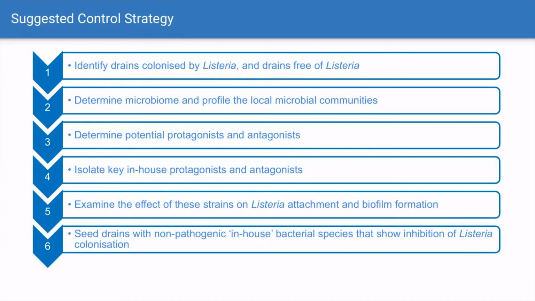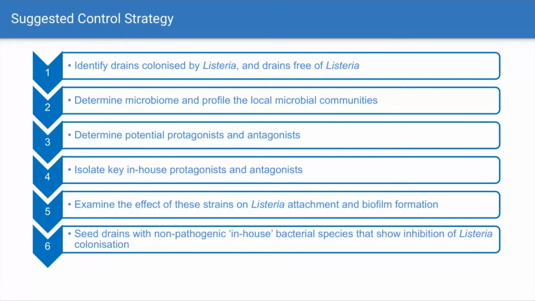So if we can identify drains that are colonized by Listeria and drains that are free, we can profile the microbiome. And you can use different technologies like shotgun metagenomics or 16S metagenomics. You can determine what the potential protagonists and antagonists are. You can isolate them and determine the effect they have on Listeria attachment and biofilm formation. That's using your co-culturing experiments.